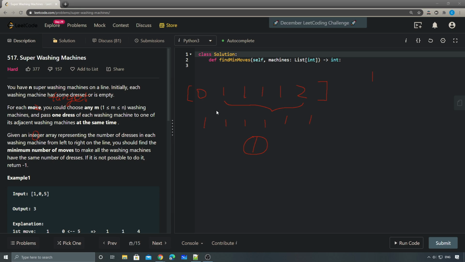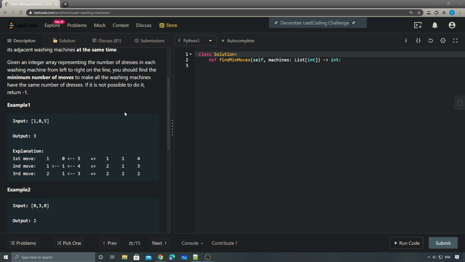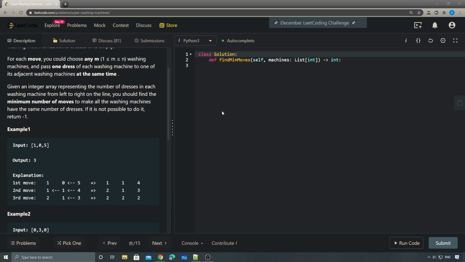To solve this problem, I think an easier way to understand is by using dynamic programming, which means that we start from the first machine. Let's say we have some machines here, and we start from the first one, and we have our target. We use the current dresses to subtract the target, and then we'll have a delta here.